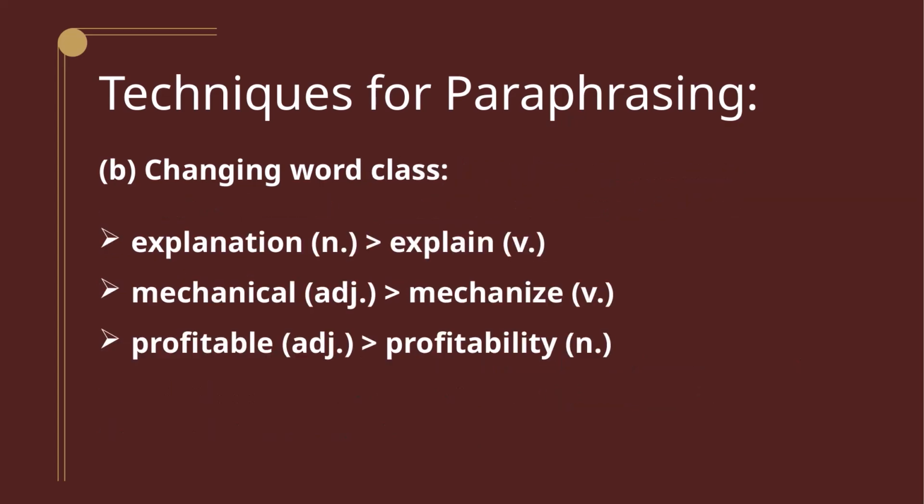Now, let's look at how changing the word class can help us paraphrase more effectively. For example, the noun explanation can be transformed into the verb explain. Similarly, the adjective mechanical can become the verb mechanize, and the adjective profitable can be turned into the noun profitability.